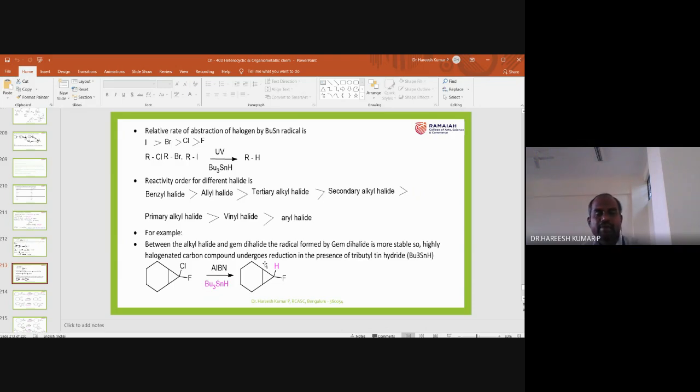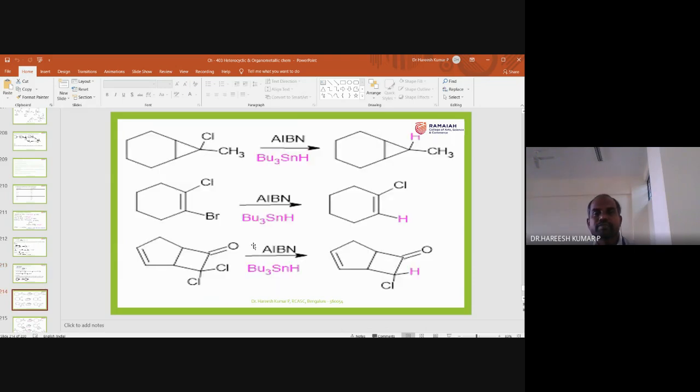In the next slide, I am taking three more examples. So look here. What is there here? Chlorine and methyl. Chlorine has the higher molecular weight. That is the reason this chlorine is replaced by hydrogen. So that is this one. And here two halides are there, chlorine and bromine. Chlorine has the lower molecular weight compared to bromine, so this bromine is replaced with hydrogen. So that is the product.